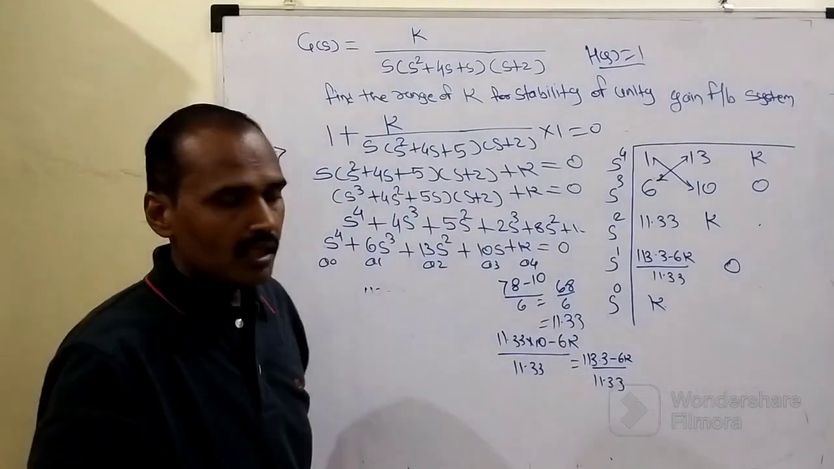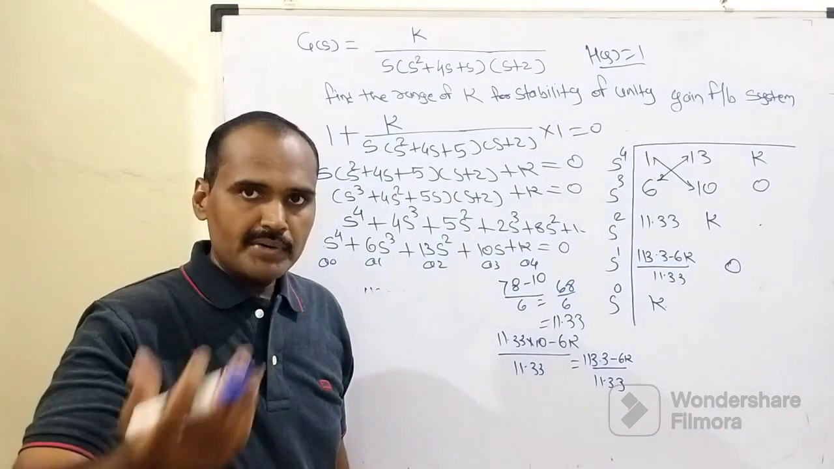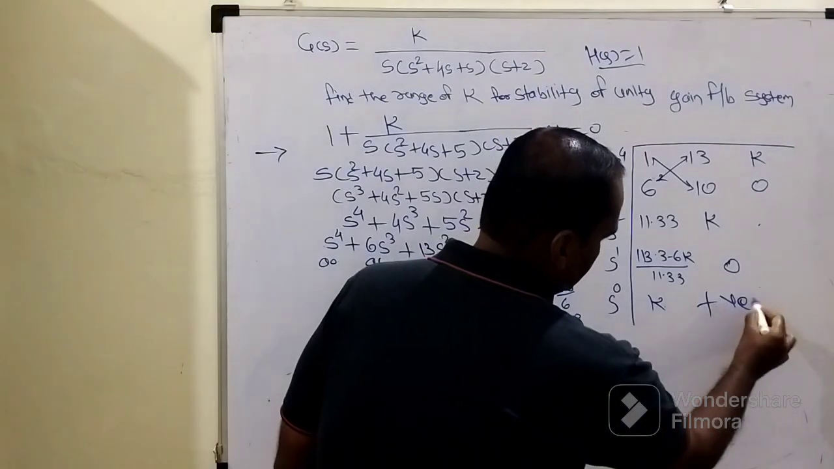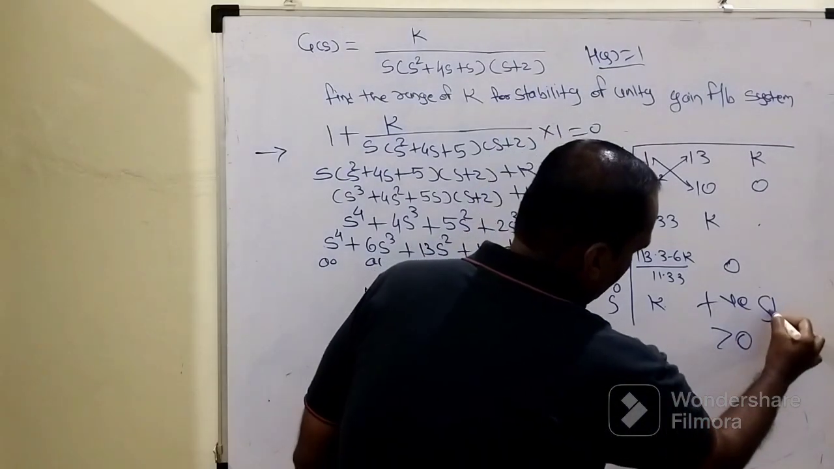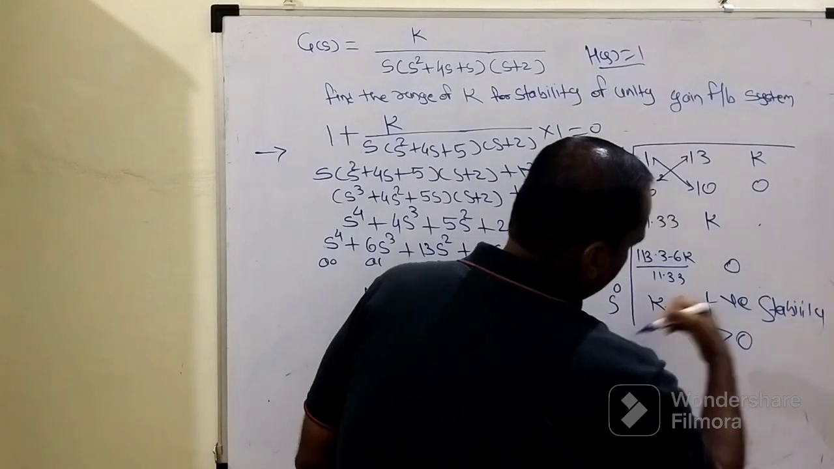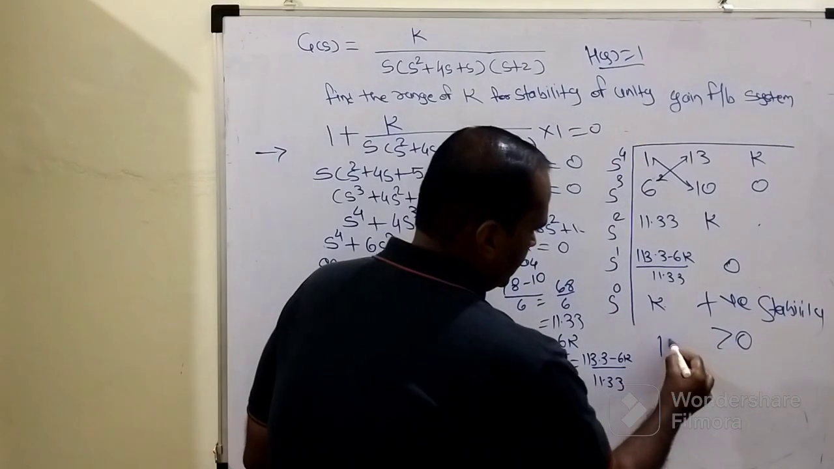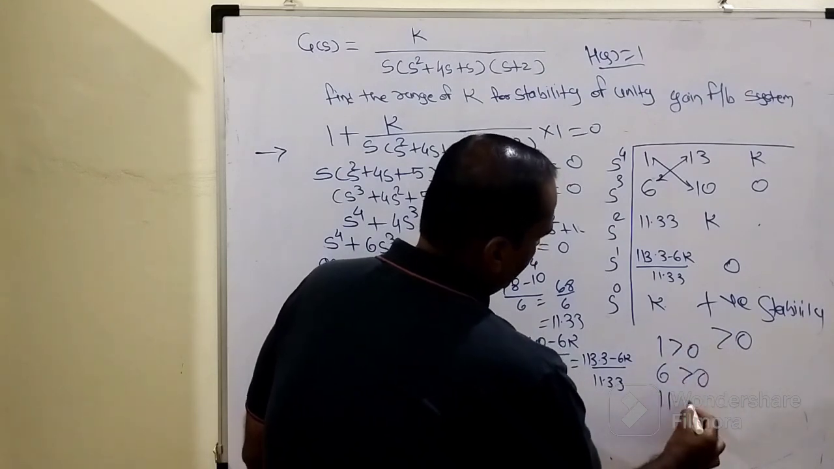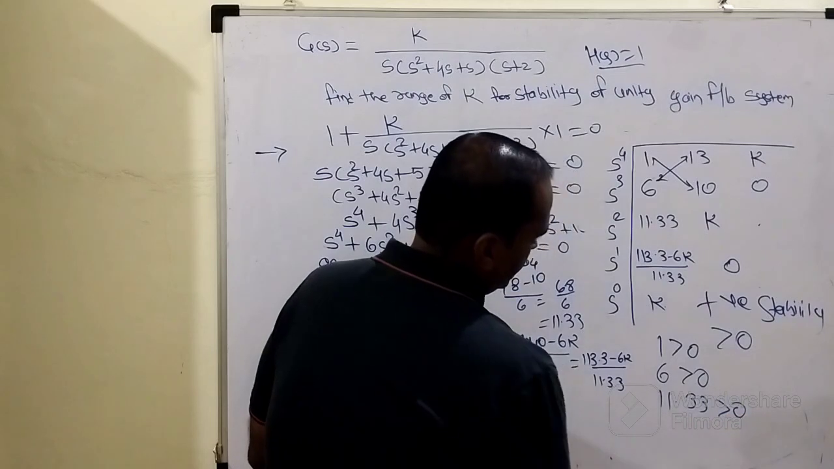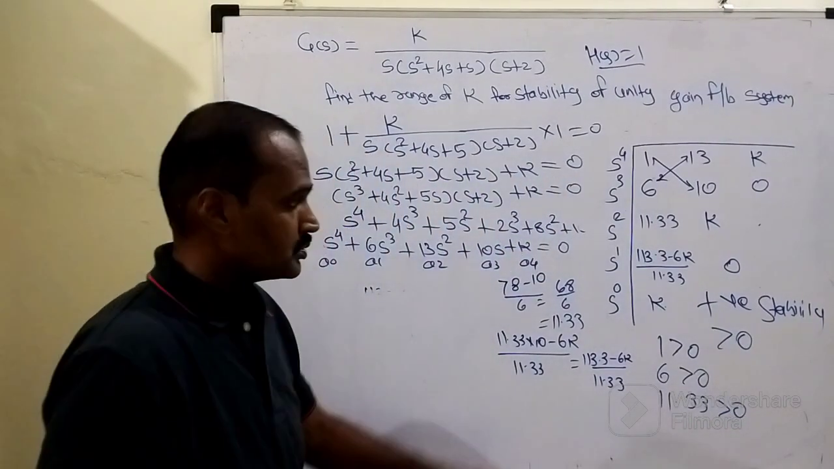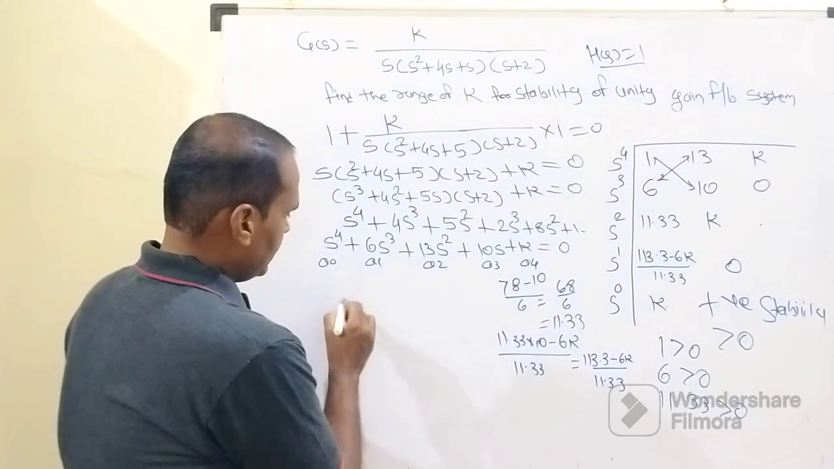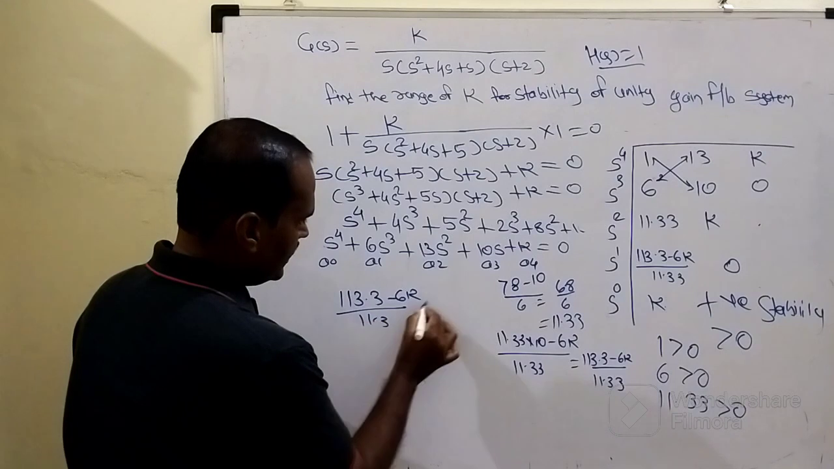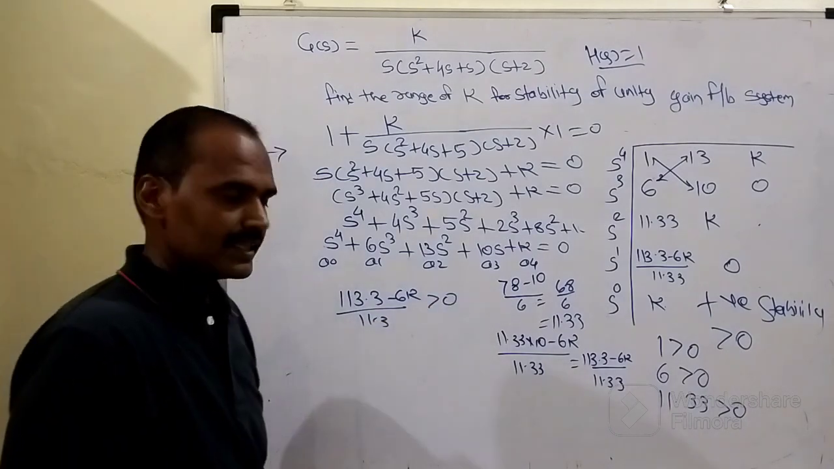So when we concentrate on this Routh array, the first column of this Routh array consists of how many elements? For stability, all elements of the first column of the Routh array should carry a positive value. Each and every element should be greater than 0 for stability. So let us quickly go through. First element is 1, greater than 0. Second element is 6, again greater than 0. Third element is 11.33, again greater than 0. When we come to the fourth element, it will become 113.3 minus 6K divided by 11.33. This whole term should be greater than 0.